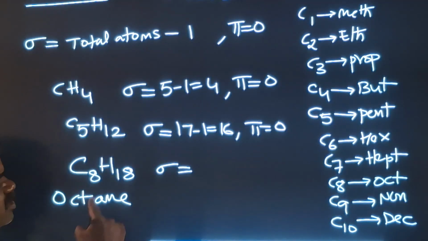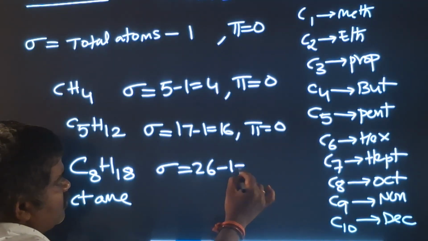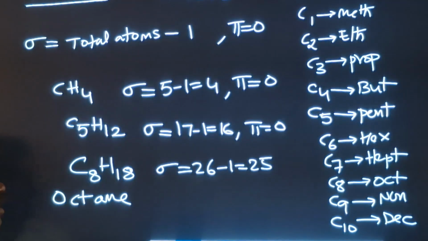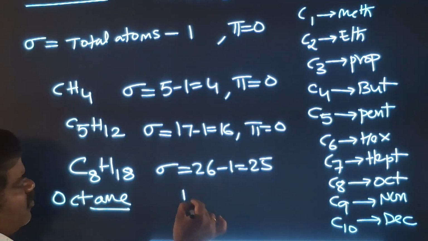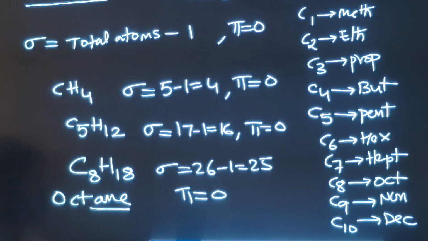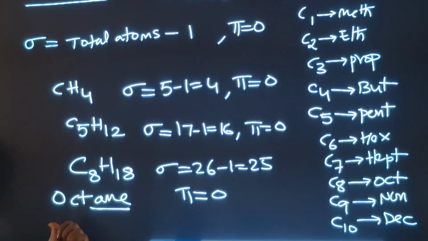The number of sigma bonds 26 minus 1, 25. If the compound satisfies the alkane formula, then pi bonds 0.